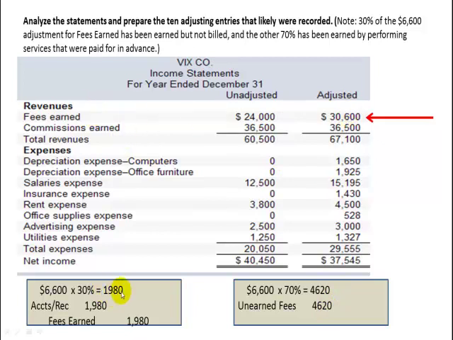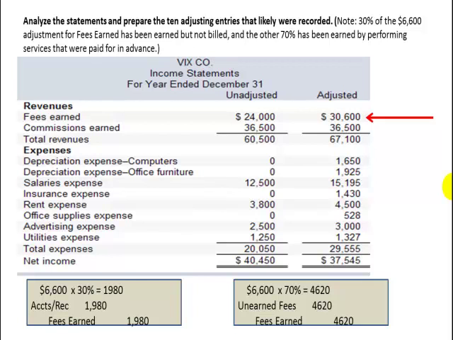So the $1,980 and the $4,620 account for the total difference here of $6,600. So our adjusting entry is going to be to debit unearned fees, which is a liability, and credit fees earned, which is the revenue account. So these two things make up the adjustments, or the changes, that will take us from the unadjusted to the adjusted amount. Let's go on to the next one.